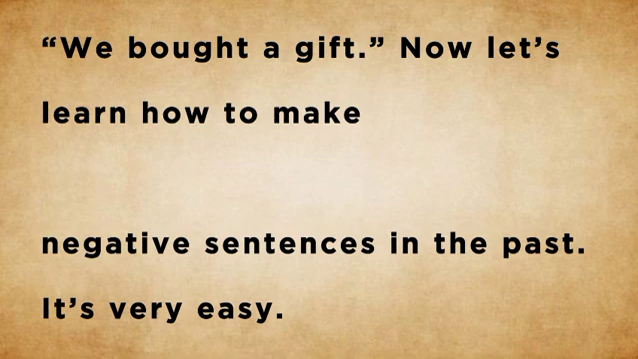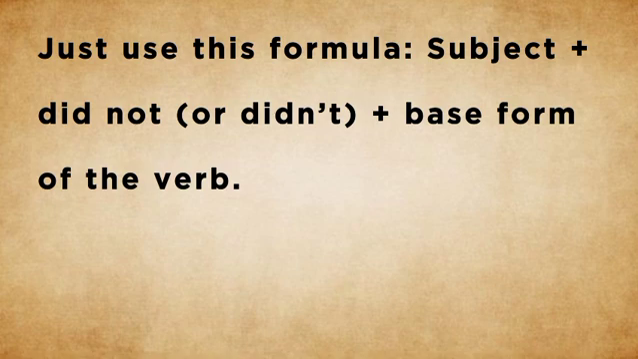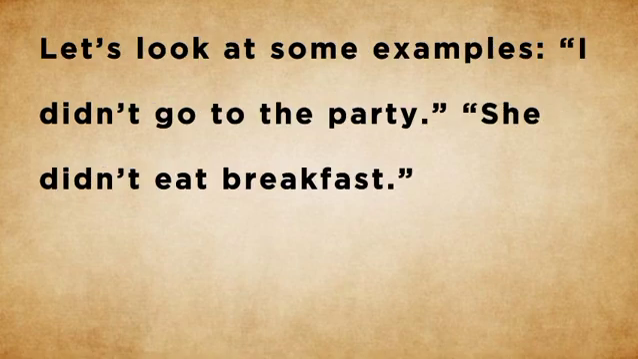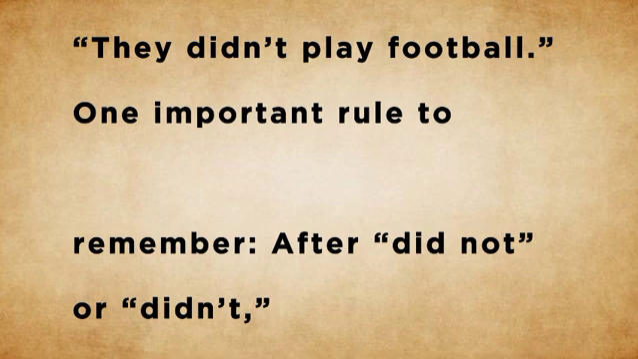Now, let's learn how to make negative sentences in the past. It's very easy. Just use this formula: subject plus did not or didn't plus base form of the verb. Let's look at some examples. I didn't go to the party. She didn't eat breakfast. They didn't play football.